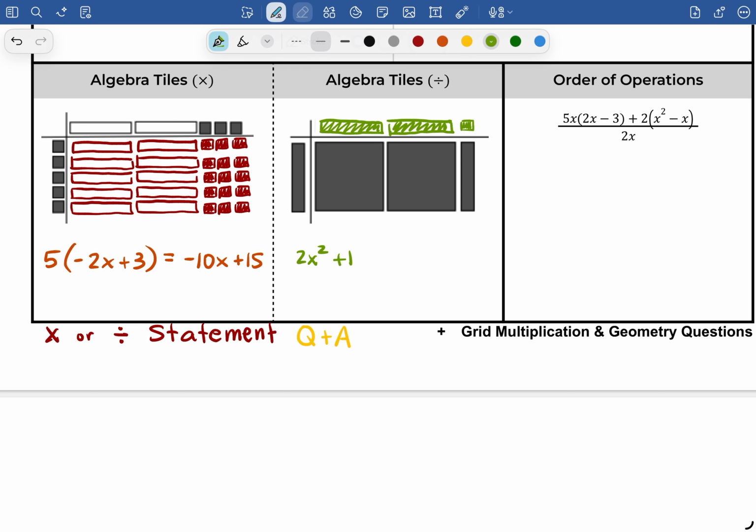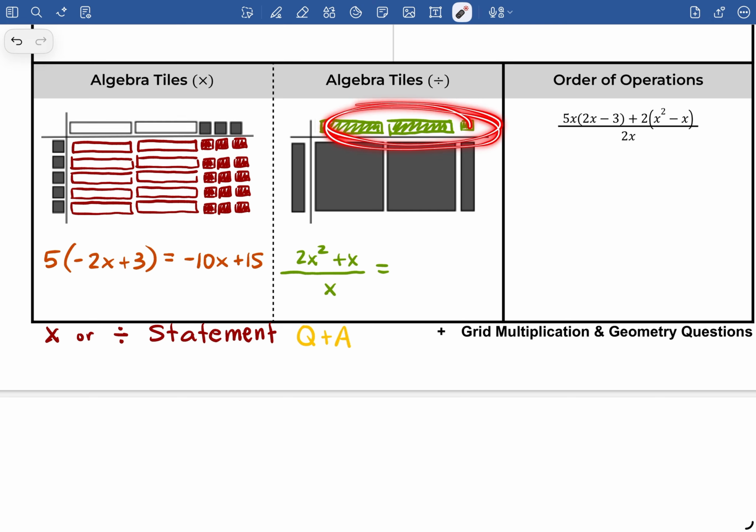Sorry, not 1, it's x. My bad. Dividing by whatever's over here. What's this? x. Equals what we have as our answer. So we came up with the answer, and we got 2x plus 1.